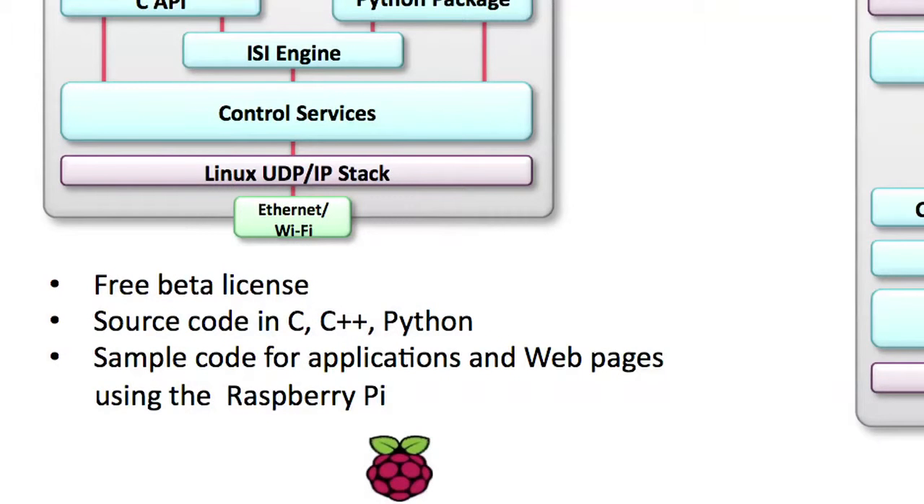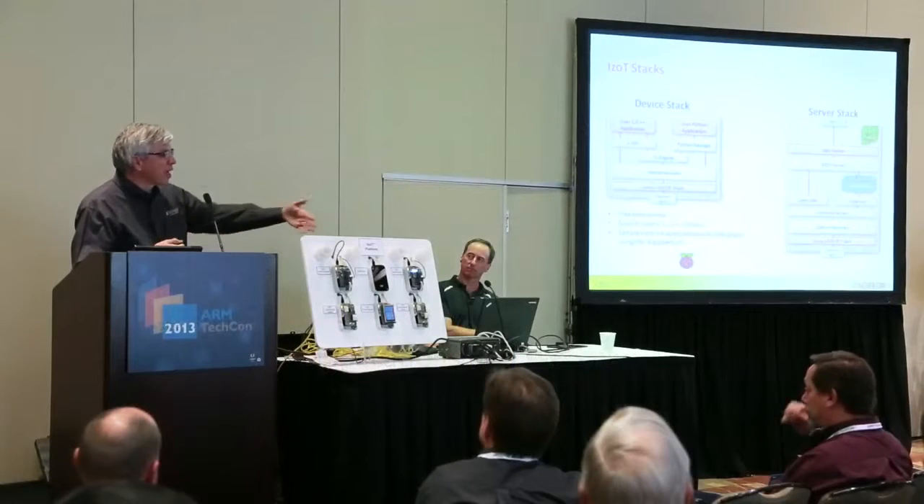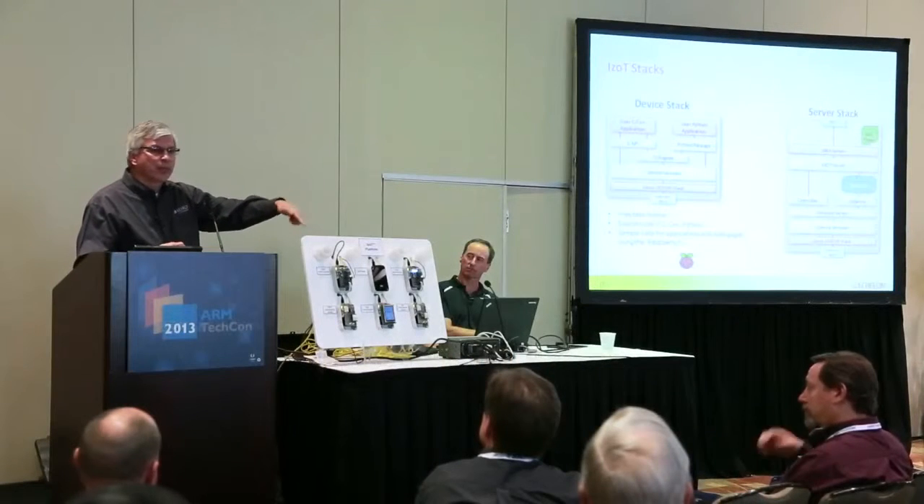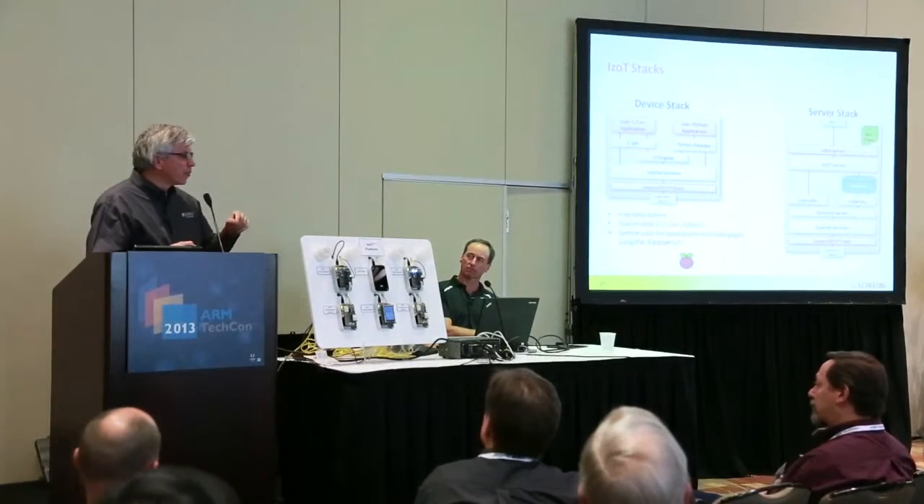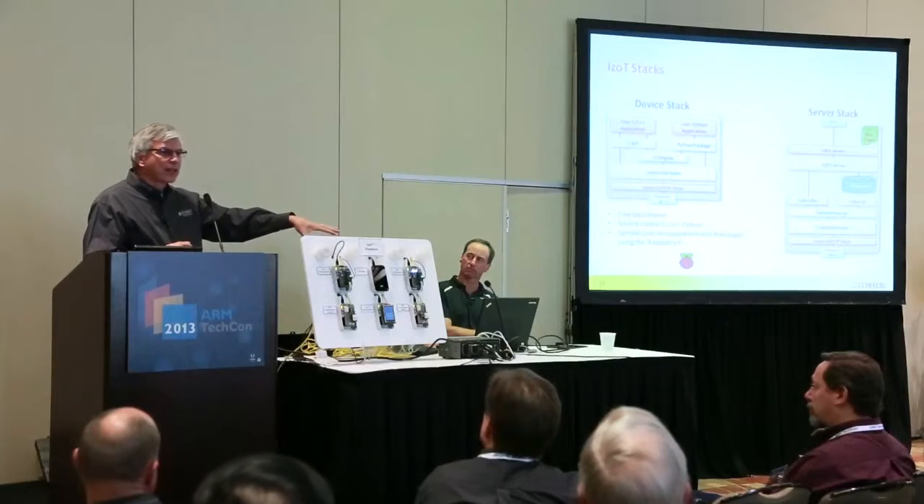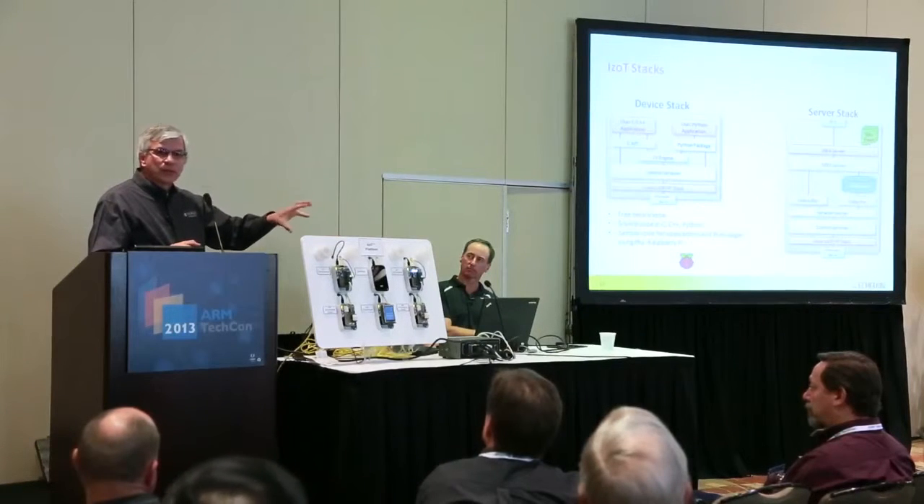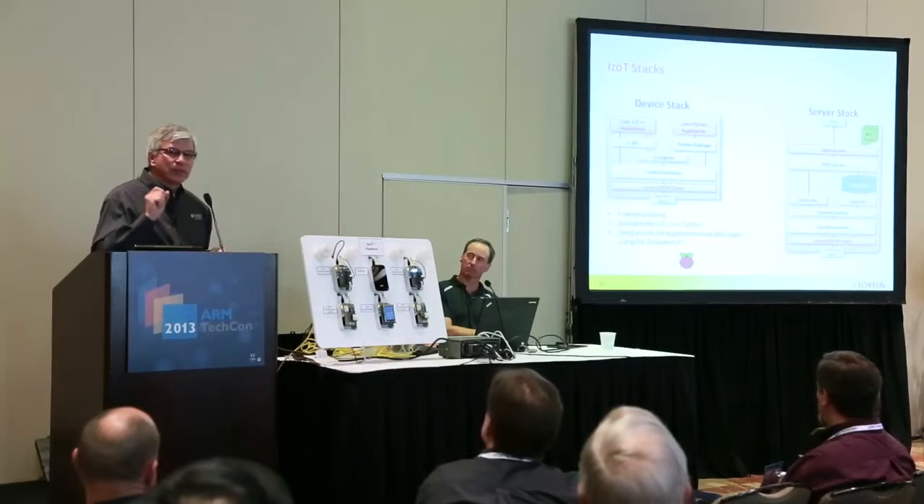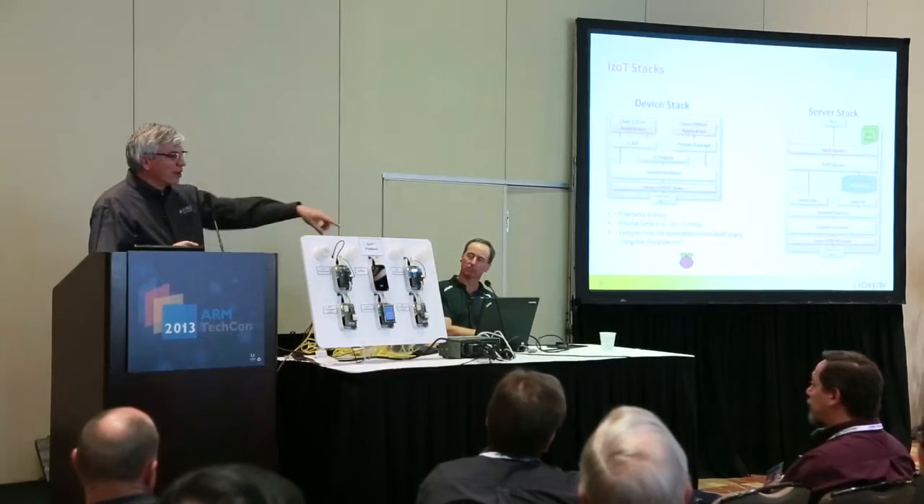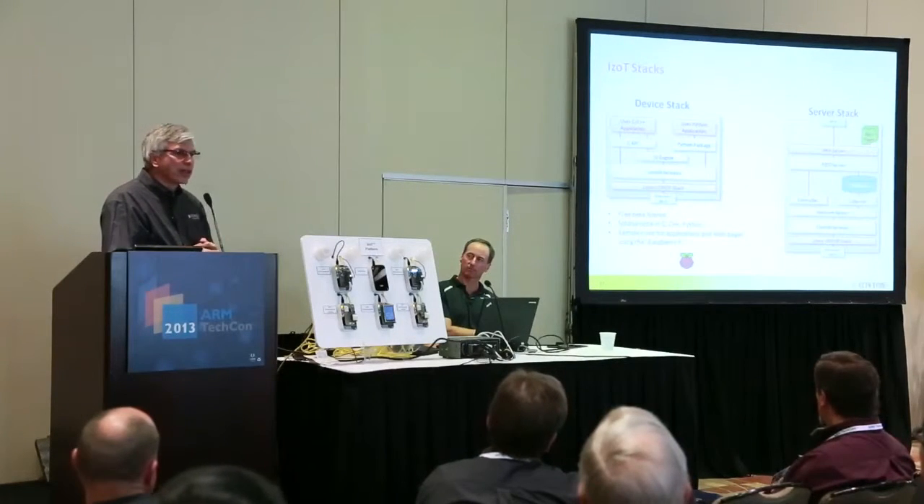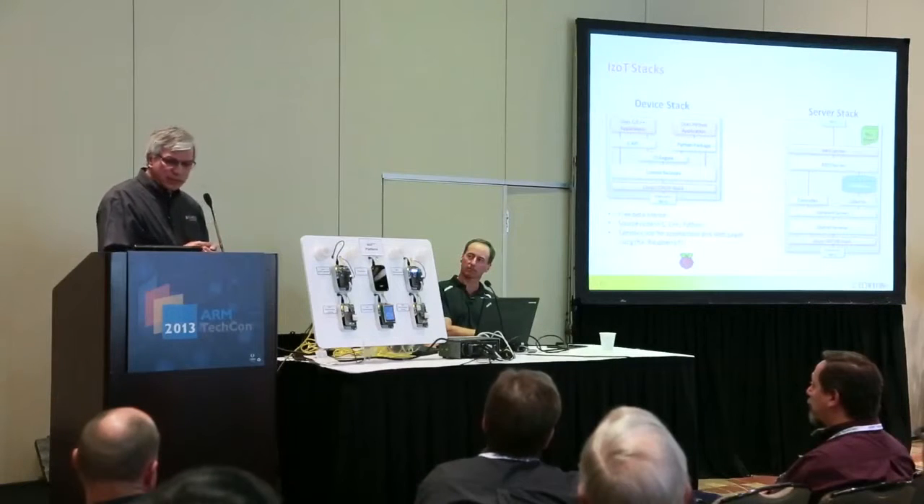And we provide sample applications and sample web pages that run on a Raspberry Pi. So that's what we have here. This is actually a board that has 6 Raspberry Pis on the board. 5 of the Raspberry Pis are running the device stack and doing some kind of local control, either a local sensor or a local actuator. One of them is running the server stack to be able to host web pages.